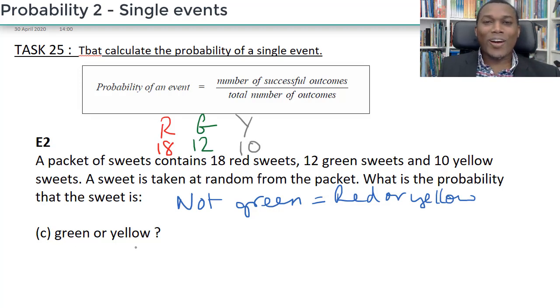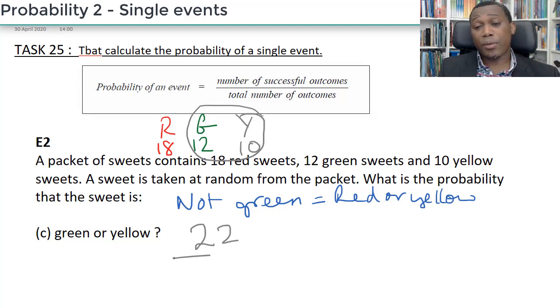Okay, green or yellow? Green or yellow? There's 12, 10, 22. To get a green or a yellow, there's 22 options to choose from. So the numerator, the number of successful outcomes, is 22. The number of outcomes in total is 40. So the probability of getting green or yellow is 22 on 40.